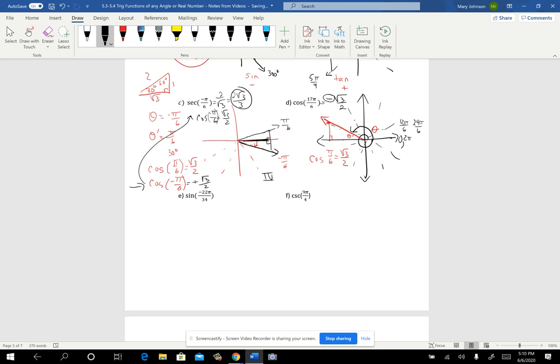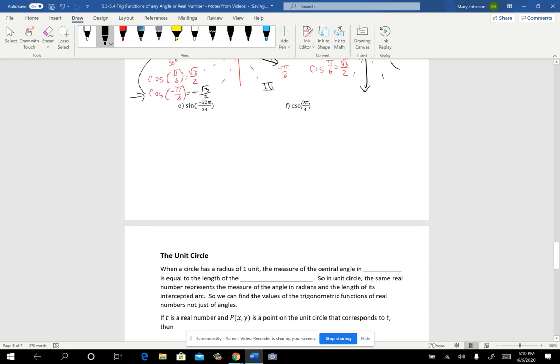All right, let's try negative 22 pi over 34. Seems pretty messy. Okay, so that's kind of crazy because the denominator is 34. I can't really draw that, but that means if I went all the way to here, that would be negative 34 pi over 34, because it would have been breaking up pi into 34 pieces.